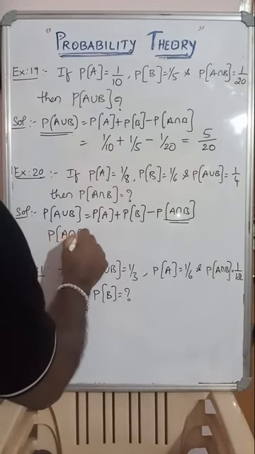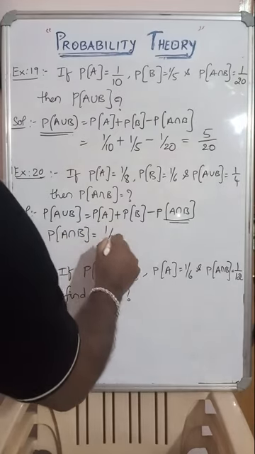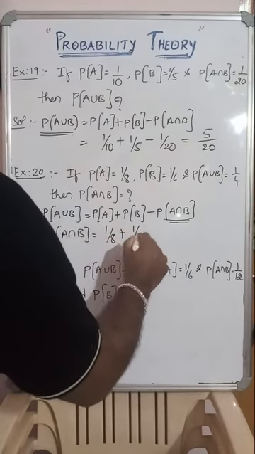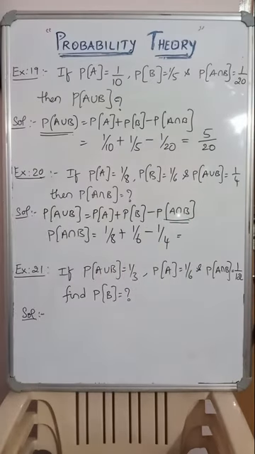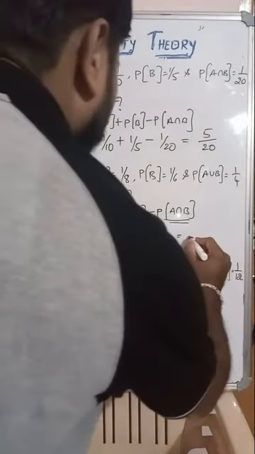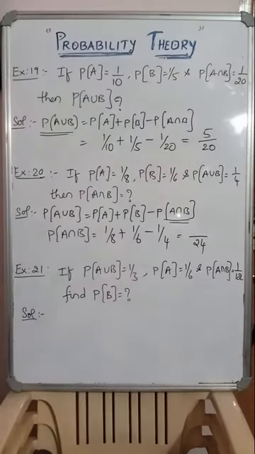P of A intersection B equals 1 by 8 plus 1 by 6 minus 1 by 4. So 8, 6, 4, how much will the LCM become? 8, 6, 4, the LCM will become 24. So 24 means 8 ones are 8, 8 threes are 24.